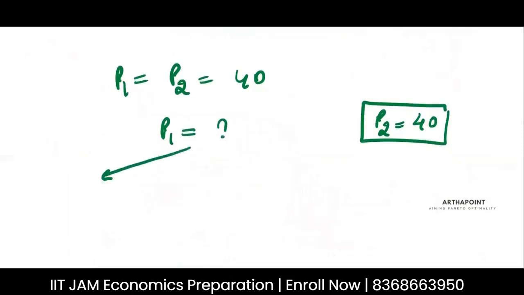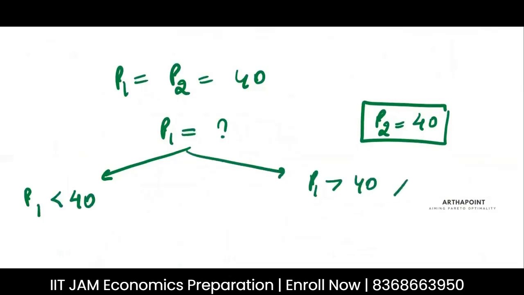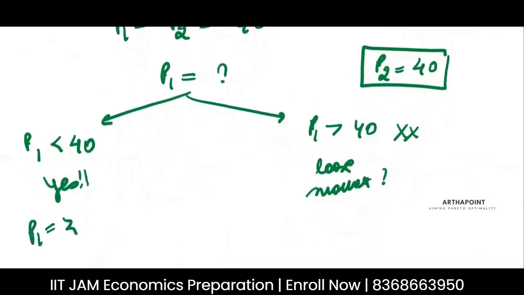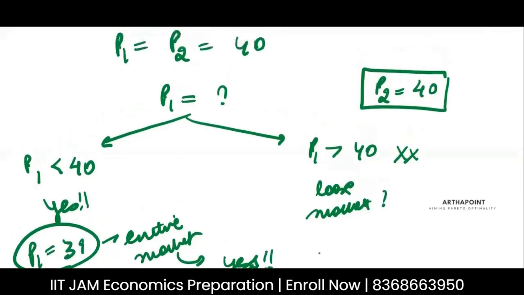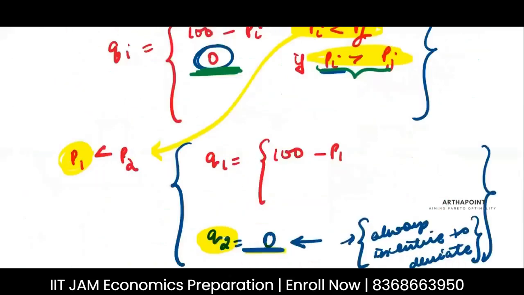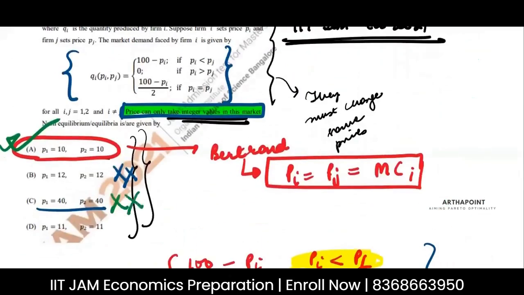Let's ask. Incentive to deviate means two things: either lower the price below 40 or increase the price above 40. You don't want to increase the price, you will lose the market. But do you want to lower the price? Definitely. I will charge a price equal to 39 and I will get the entire market to myself. So yes, I will be in super profit. So I will have incentive to deviate. If any firm has incentive to deviate, it is not Nash. So this is also not Nash.